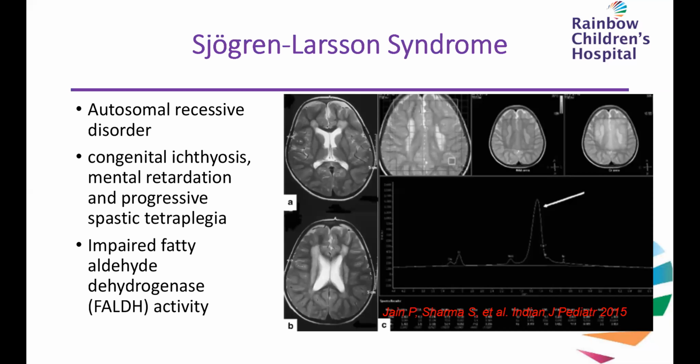So this is another disorder, which is Sjogren-Larsen syndrome. Although the MRI picture again is that of a deep white matter involvement, clinically it has a very typical picture in which the children present with congenital ichthyosis, have subnormal intelligence, and have progressive spastic tetraplegia. There is impaired fatty acid aldehyde dehydrogenase activity.